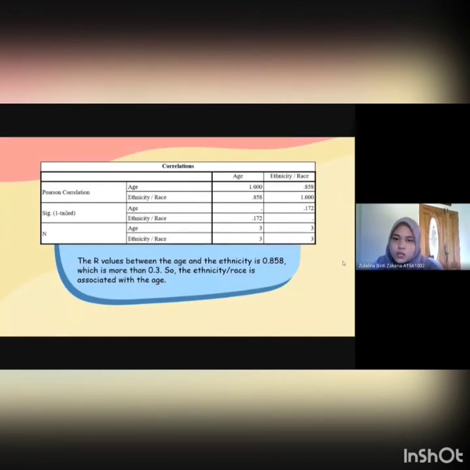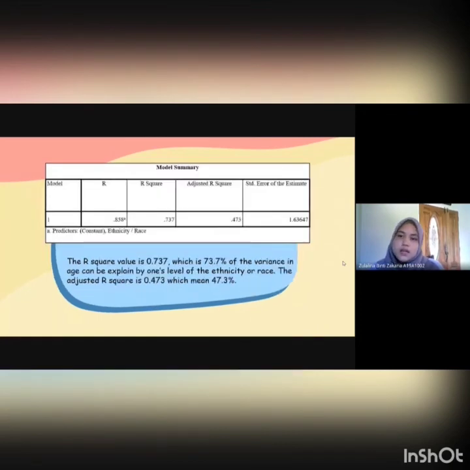By using SPSS, we got this. The R value between the age and the ethnicity is 0.858, which is more than 0.3. So the ethnicity or race is associated with the age. Next is the model summary. By using the same SPSS, we got this table. The R square value is 0.737, which is equal to 73.7% of the variance in age that can be explained by one's level of ethnicity or race. The adjusted R square is 0.473, which equals 47.3%.